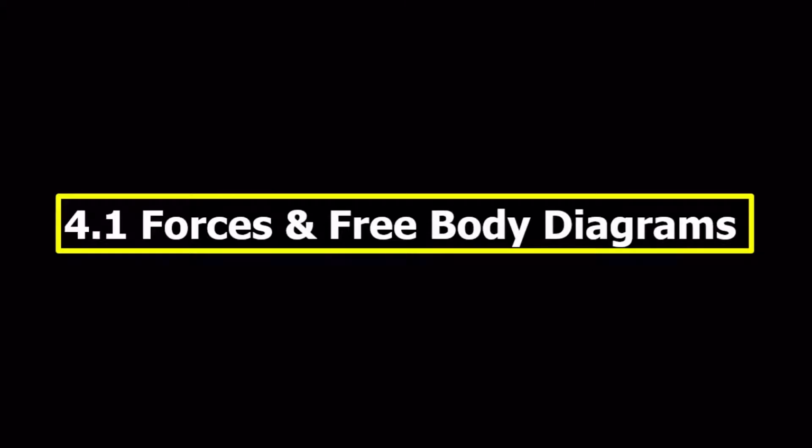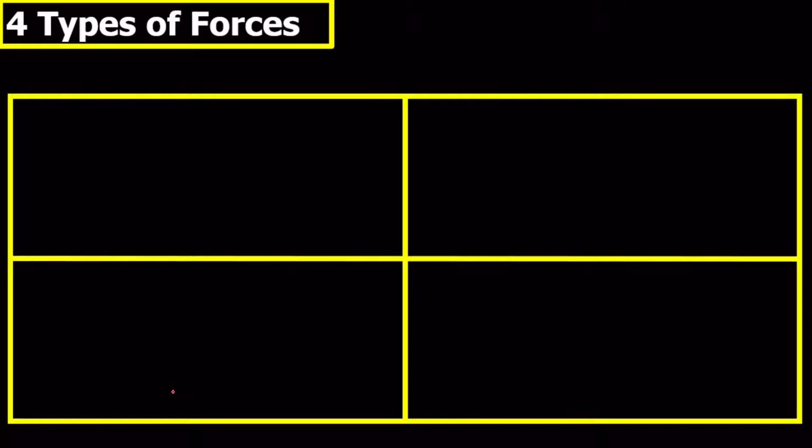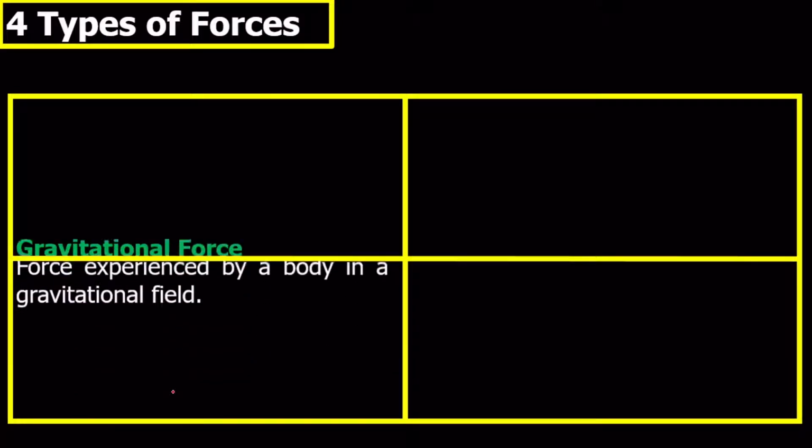Good day, guys. All right, so today I want to talk about chapter 4, section 4.1, types of forces and how to draw the free body diagram. So let's look at this part, which talks about the types of forces that we cover in the program. There are four types of forces. The first one is gravitational force.